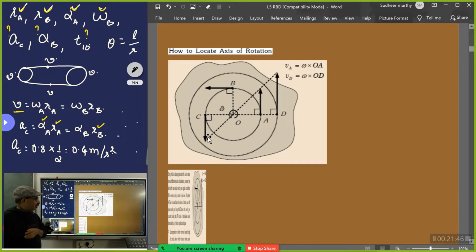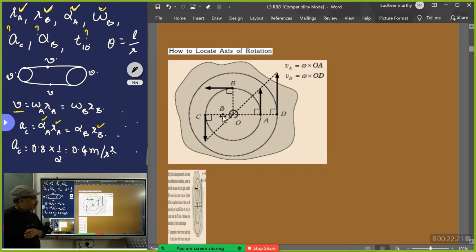Similarly, if you know this C, it is passing through this. What is the condition? Supposing this is the center of all these circles. For all these particles which are rotating, please appreciate and understand, one thing is common. What is common? Omega is common.